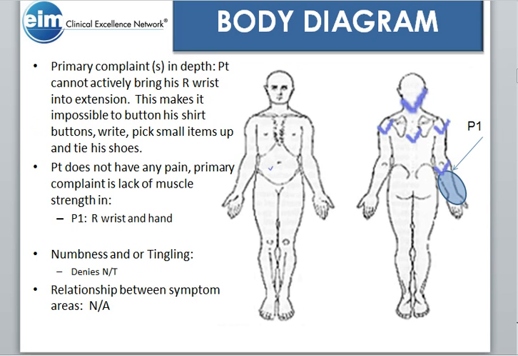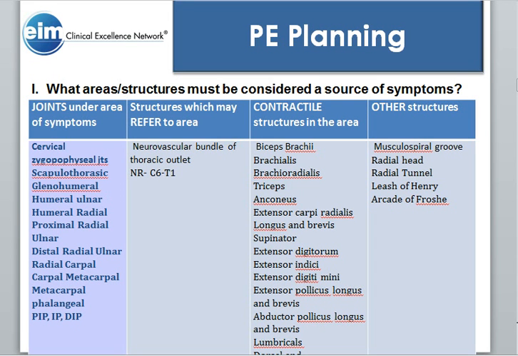Primary complaint as far as function goes was that he's not able to button his shirt buttons, tie his shoes, open up doors depending on the handles, write anything, pick up pens and whatnot, so pretty limited function. There's no complaint of pain anywhere and no occurrence of numbness or tingling ever, and the primary area is the right wrist and hand, all the structures in that area.